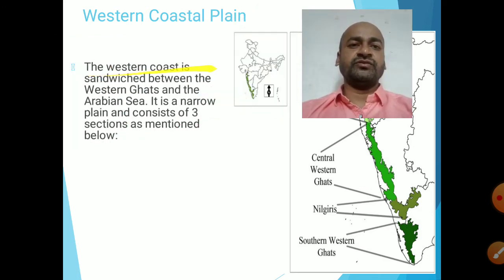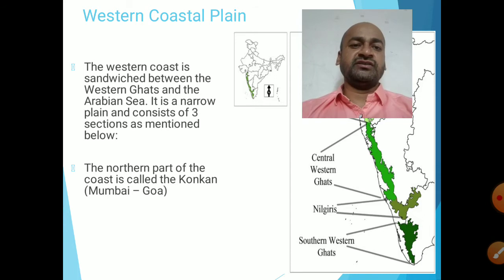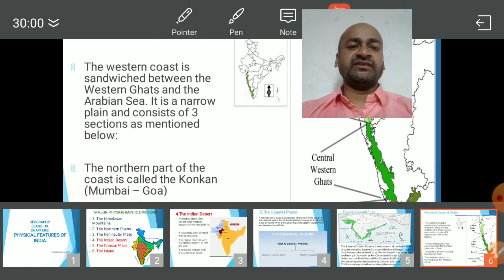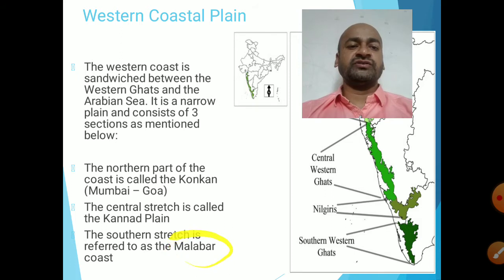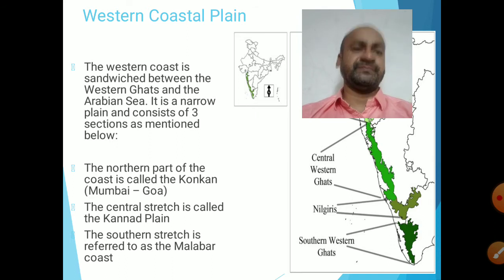See, the western coast is sandwiched between the Western Ghats and the Arabian Sea. It is a narrow plain and consists of three sections as mentioned below. The first one, the northern part of the coast, is called the Konkan, which lies between Mumbai and Goa. The second one, the central stretch, is called the Kannada Plains, and the third one is the Malabar Coast, which lies in the southern part of India.